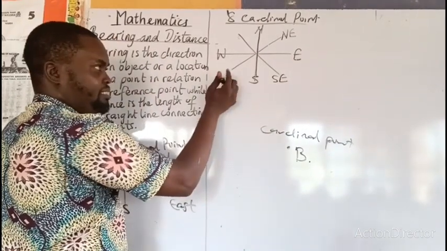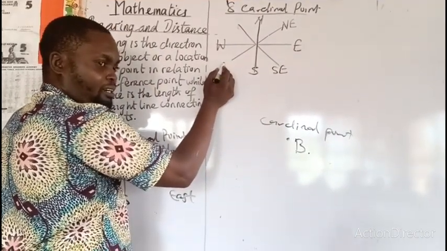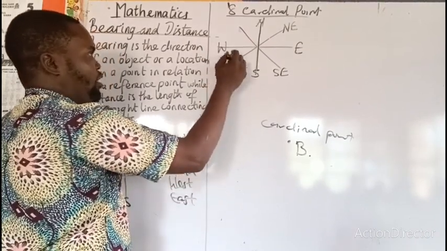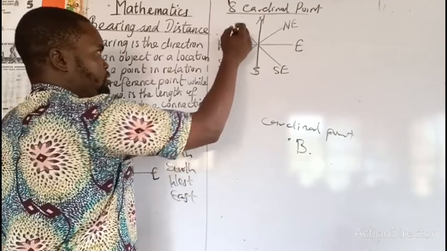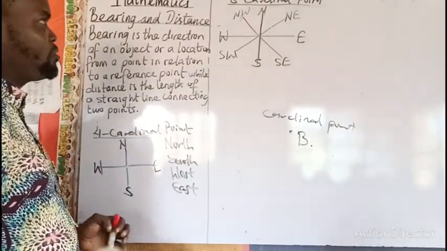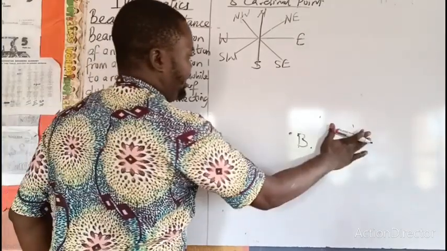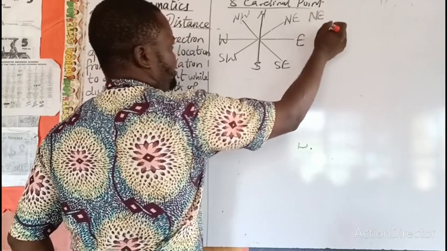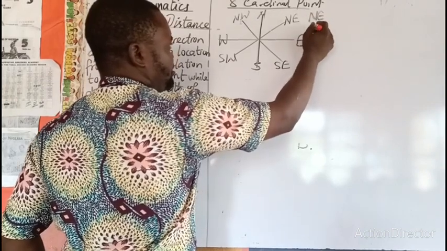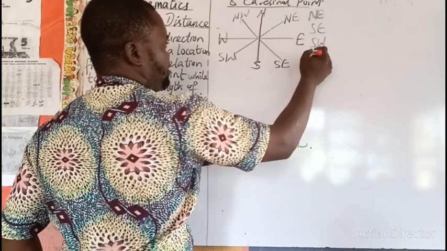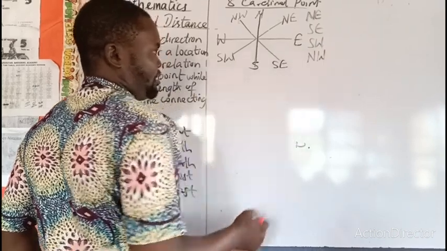What will be this place? Southwest. Is it southwest or west south? Southwest. Very good. What will now be this place? Northwest. Is that clear? Yes. That is 8 cardinal points. What are they again? North, east, southeast, south, southwest, west, northwest. Is that not so?